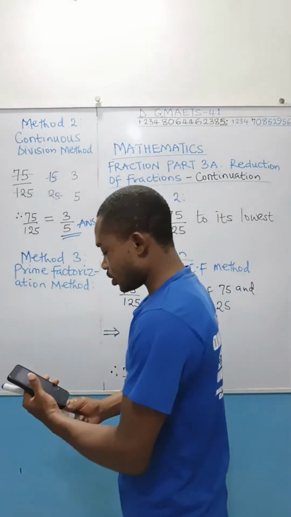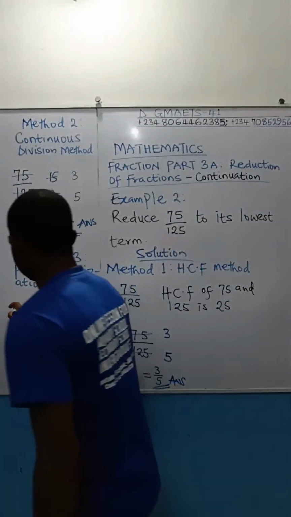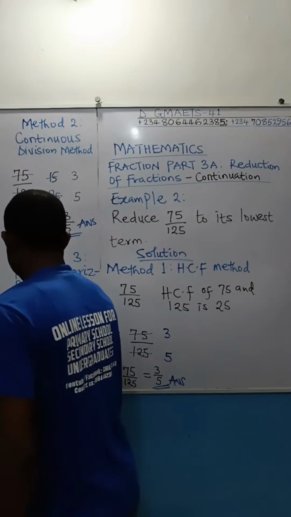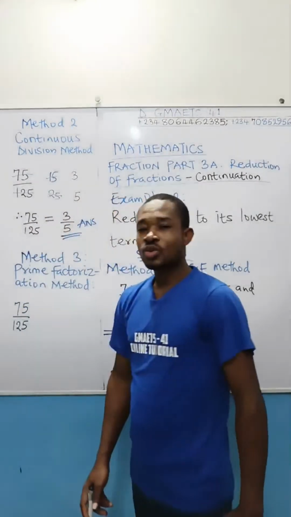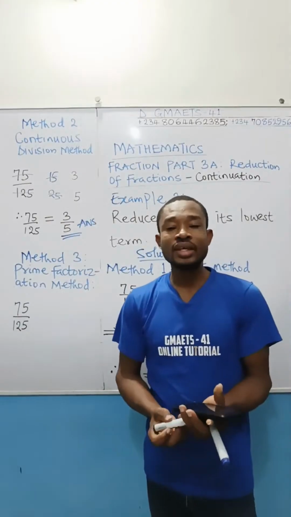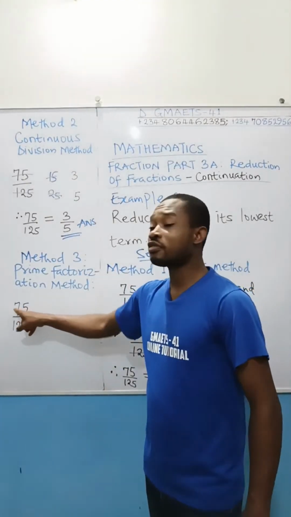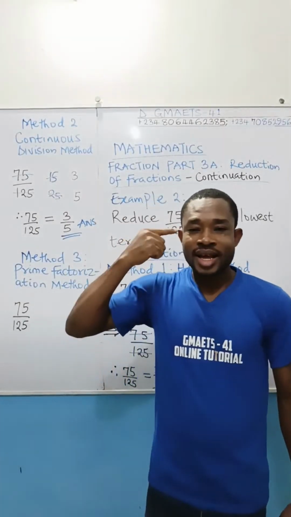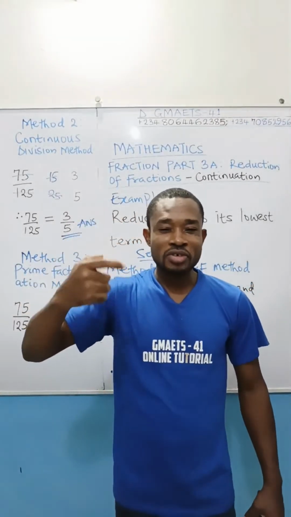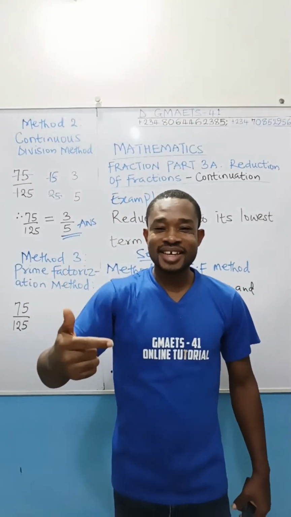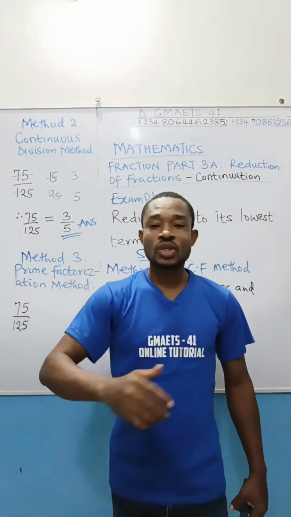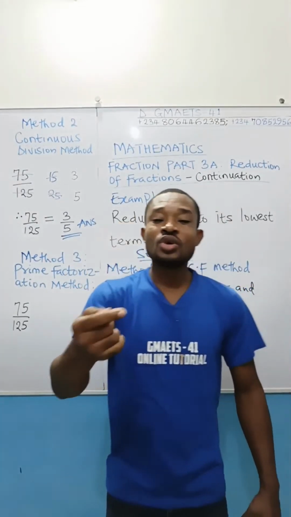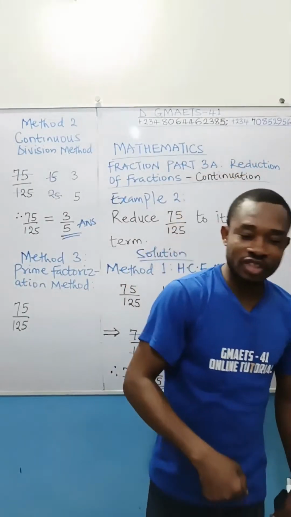Now, in the prime factorization method, you have 75 to be divided by 125. So what you have to do is to think of the prime factors of 75, the prime factorization of 75. And how do you get it? Always activate the network of your brain. And like I said, the knowledge of multiplication is what you need. Once you have good knowledge of multiplication, you have conquered division.